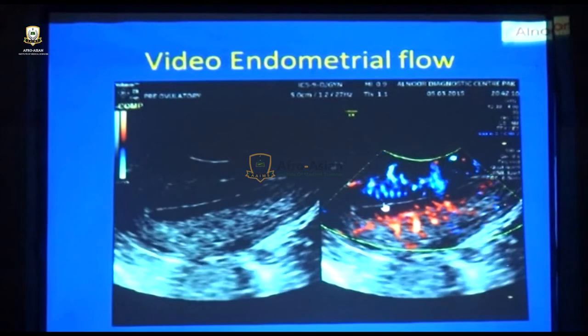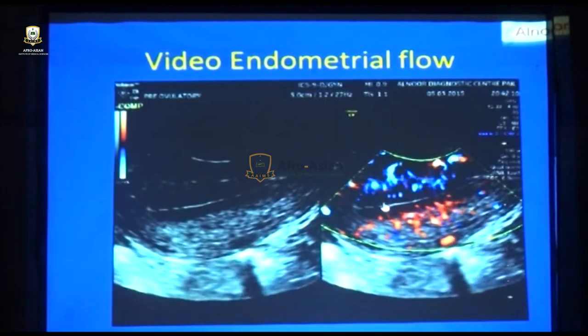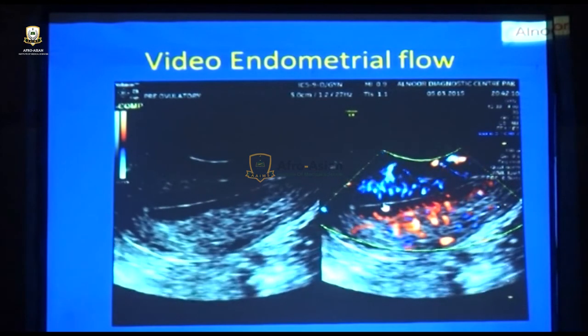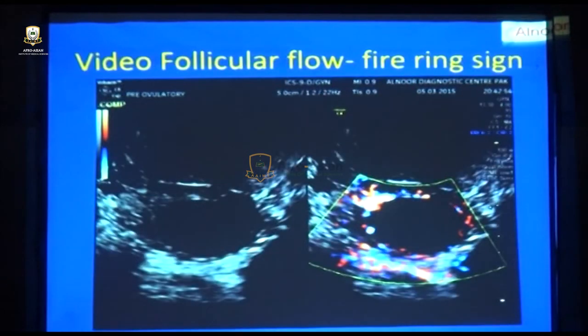Sub-endometrial blood flow. It was not there in the early days of the menstrual cycle. Once it's coming at the time of ovulation, the endometrium is the center line, and this is the lower line above the line. This is the area which you may include, and this RI should be less than 3.